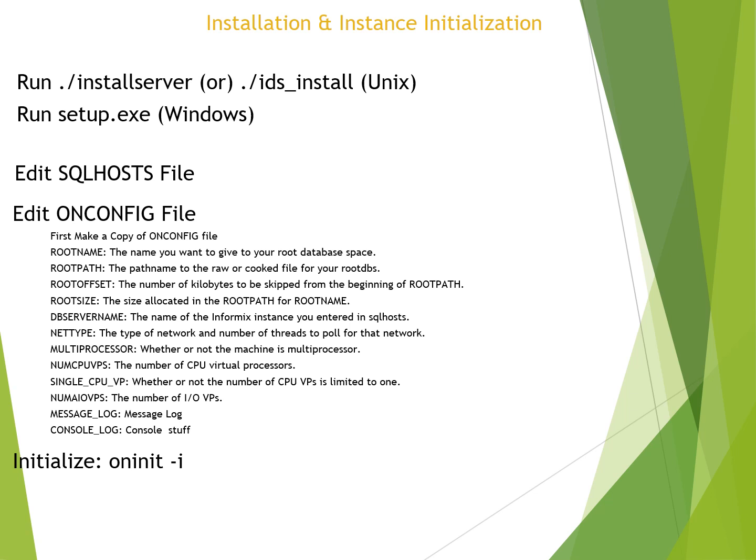Then after doing this onconfig file, you need to save that one. Then you need to initialize the instance. The command to initialize the instance is oninit -i. When you enter oninit -i, it will start the initialization. The practical step I will show you in the next section.